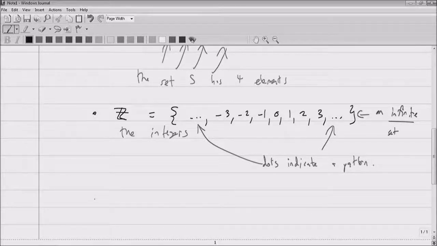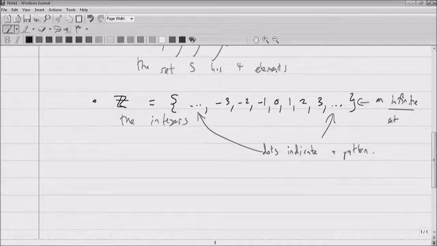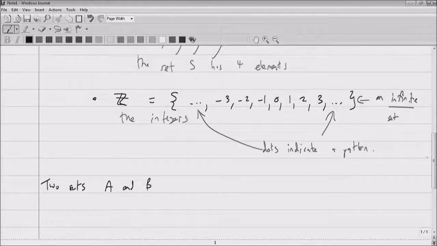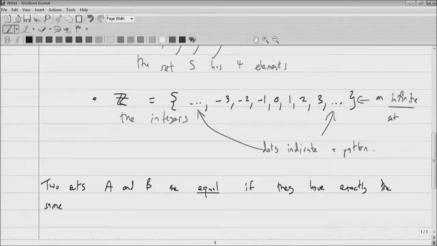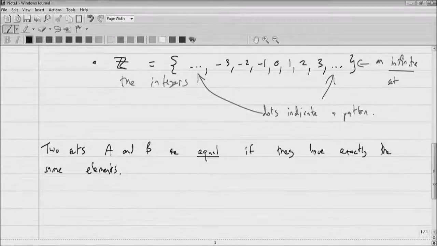If we have, no, let me introduce that one later. Let me say something else first. Okay, so 2 sets, A and B. Two sets A and B are equal if they have exactly the same elements, and so we write that. I'm just going to put this as A equals B. So this is what it means.